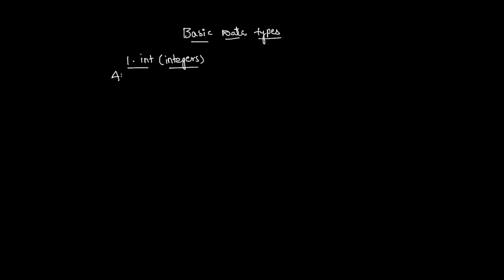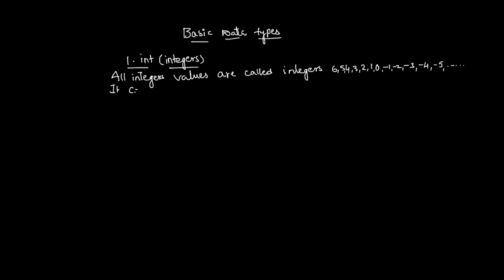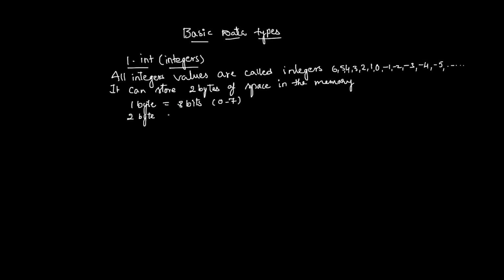Basic data types. Integer. All integer values are called integers. Examples: 6, 5, 4, 3, 2, 1, 0. Next, negative values: -1, -2, -3, -4, and so on. It can store 2 bytes of space in the memory. 1 byte is equal to 8 bits, 0 to 7. 2 bytes is equal to 16 bits, 0 to 15. It means we can store 0 to 15 digits in 2 bytes.